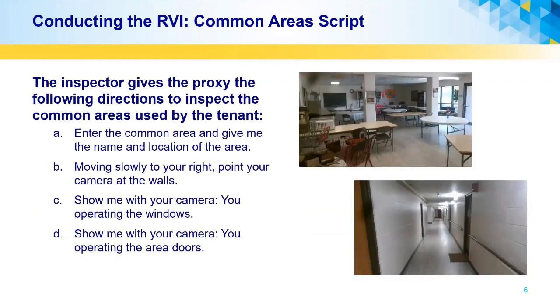Now, looking at the common areas, the inspector would give the proxy the following directions. Enter the common area and give me the name and location of the common area. As we look at the slides, we're seeing a community room, and the one below that, we're seeing a common hallway. Move slowly to your right and point the camera at the walls. Show me with your camera you operating the windows. Show me with your camera you operating the doors.